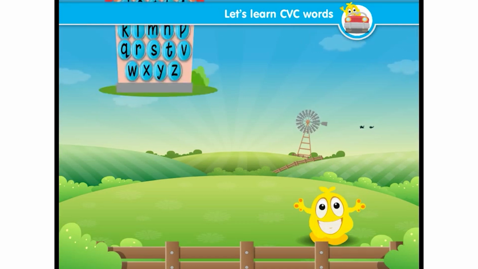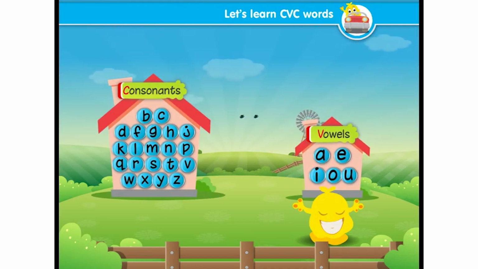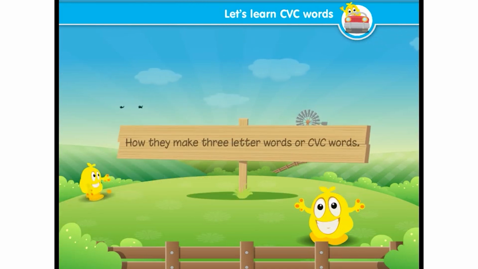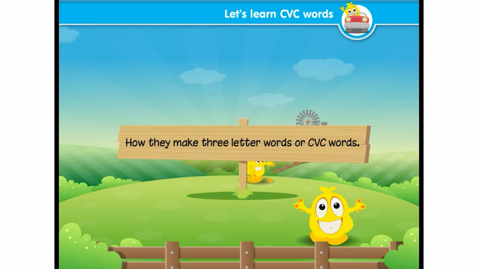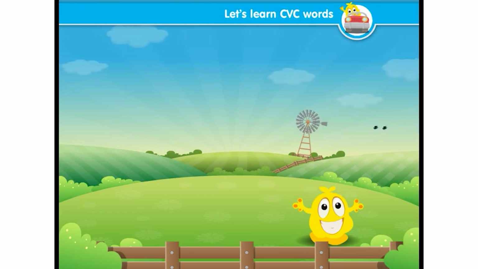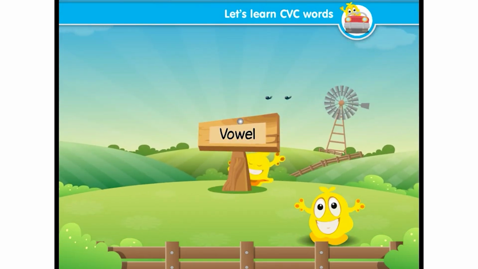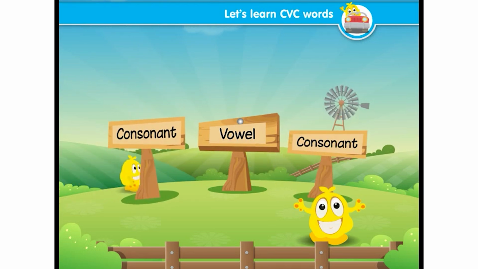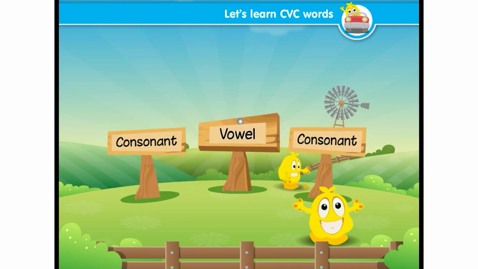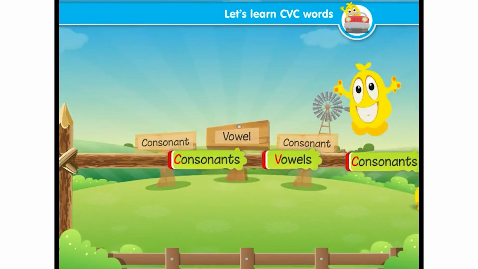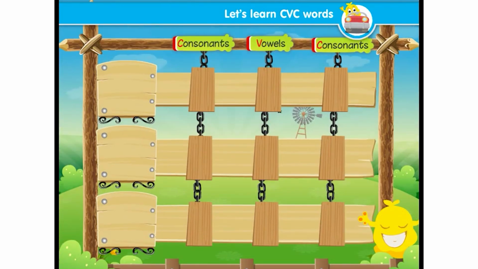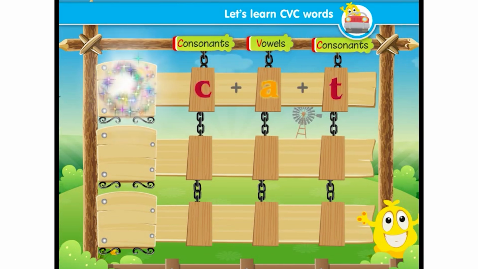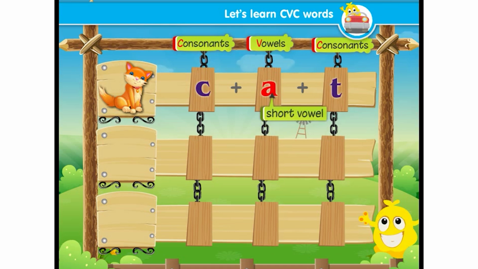We have learnt consonants and vowels. Now we will see how they make 3-letter words or CVC words. In CVC words, vowel stands between 2 consonants, like consonant, vowel, consonant. Let's see some examples. Like C, A, T. Cat has a sound of short vowel A.